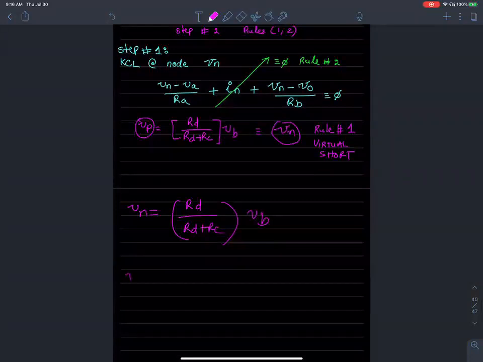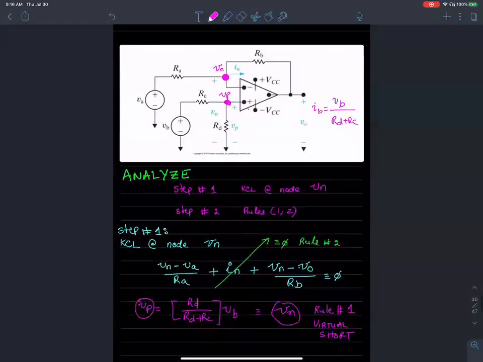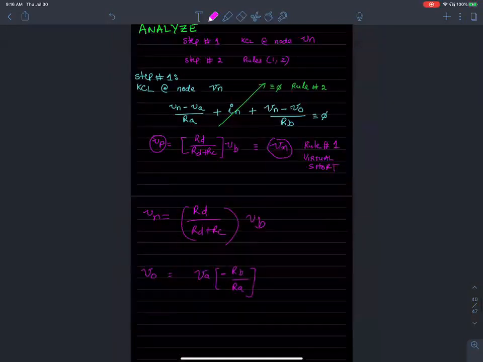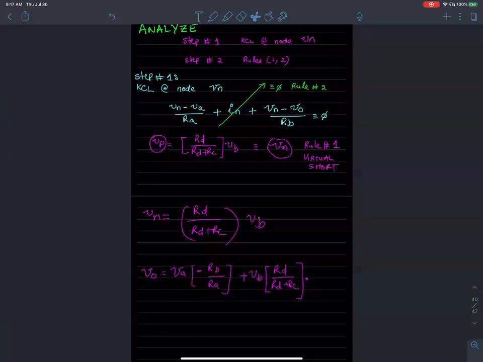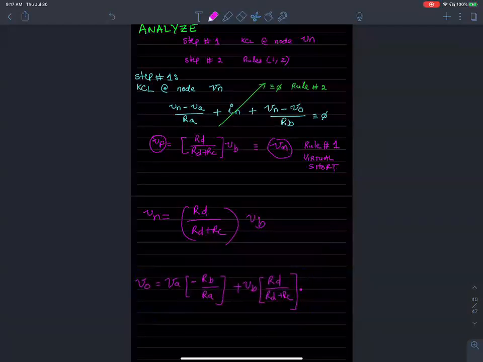V output, if you rearrange this, is going to come out to Va times negative Rb over Ra, negative Rb over Ra, plus Vb times Rd over Rd plus Rc times this multiplied by 1 plus Rb over Ra. Is everybody with me? Yes. Okay, good.